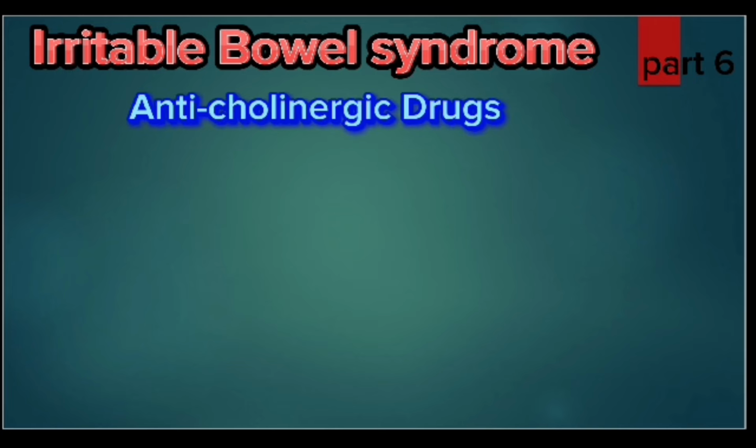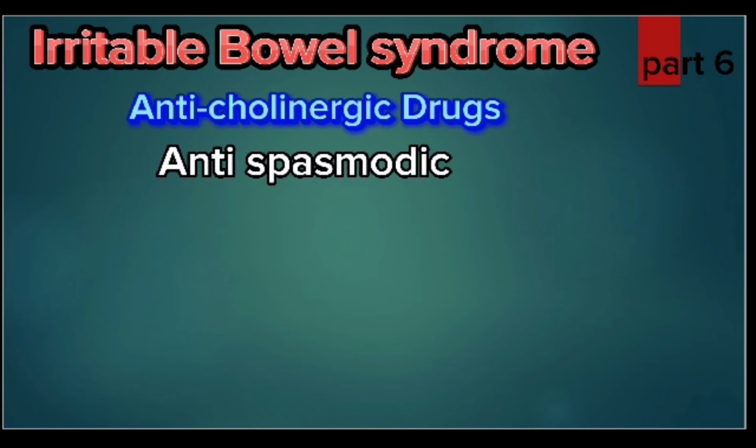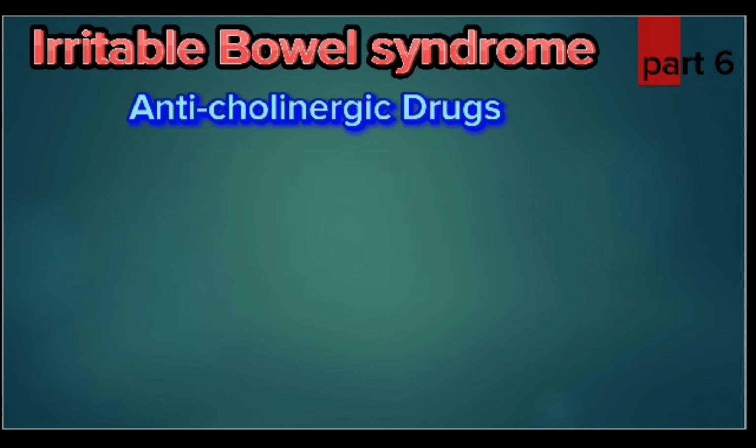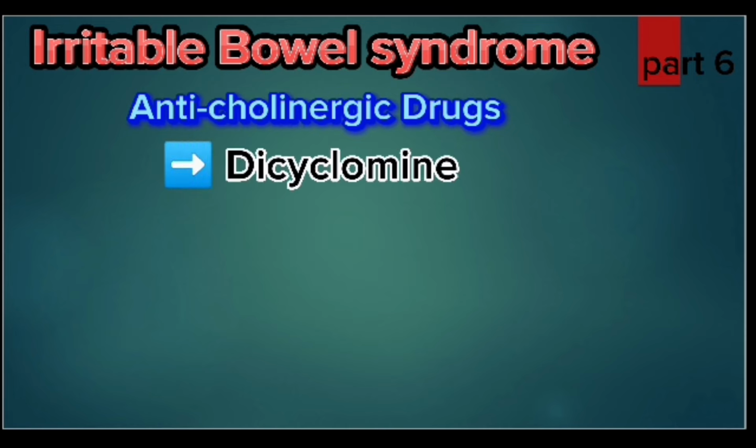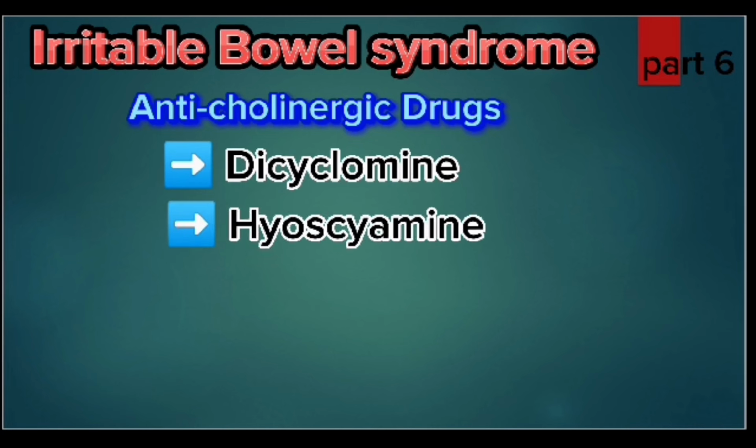So the first is anticholinergic drugs, and anticholinergic drugs are used here as antispasmodic drugs to reduce the pain, to reduce the hypermotility of the GIT, and to reduce the contractility and spasm of the smooth muscles. So these drugs include dicyclomine, which is also called dicycloverine, another drug hyoscyamine, and alosetron. These are the drugs that are used as anticholinergic drugs.